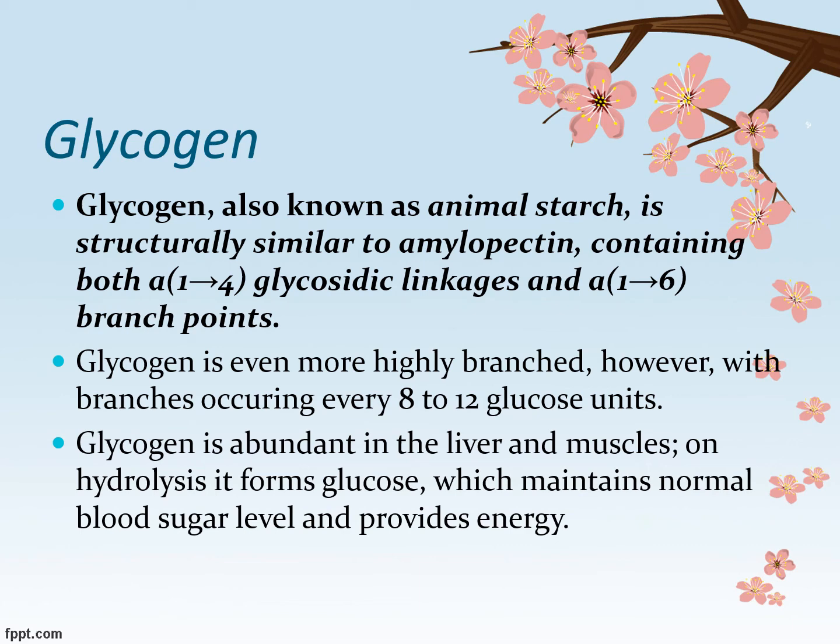The difference is that glycogen is even more highly branched, and this branching will occur every 8 to 12 glucose units, unlike amylopectin, 24 to 30. Glycogen even less, 8 to 12. So that's why it's highly branched. Glycogen is abundant in the liver and muscle. Upon hydrolysis, it will form glucose, which maintains normal blood sugar level and provides energy.